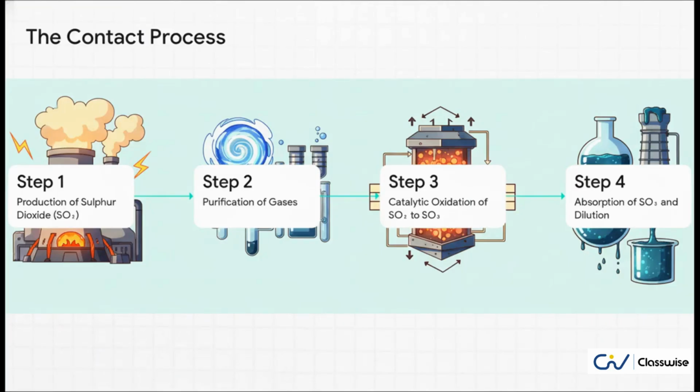Okay, the whole thing breaks down into four main steps. First, you've got to make some sulfur dioxide. Then, and this part is super important, you have to clean it up. After that, you use a little chemistry magic with the catalyst to turn it into sulfur trioxide. And for the grand finale, you absorb that gas to finally make the acid.